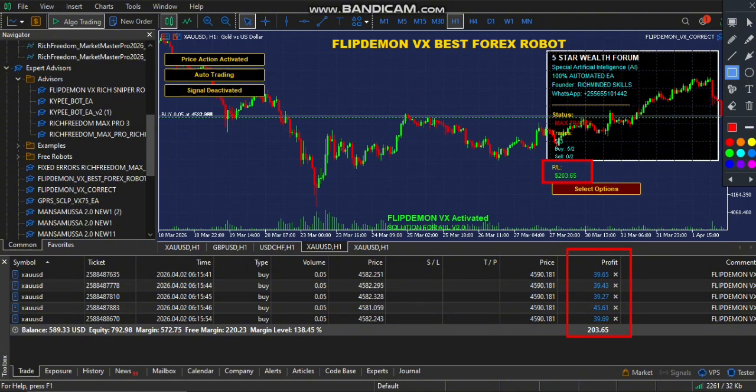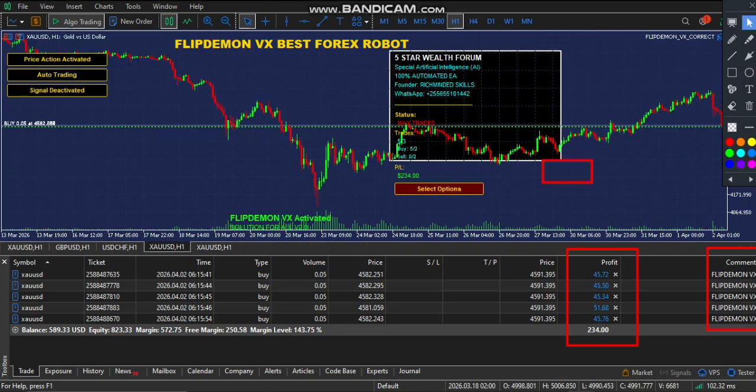This is not a random robot. FlipDemon VX was built by the 5-Star Wealth Forum, powered by special artificial intelligence. It does not guess. It analyzes the market using advanced logic, identifies high-probability setups, and then places the trade at exactly the right moment. Now, let me show you the trades it placed.